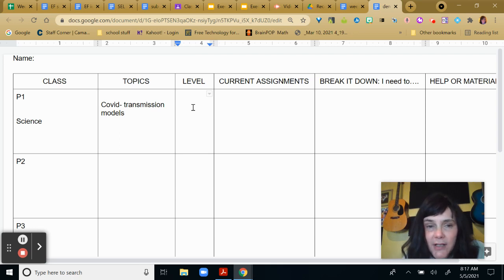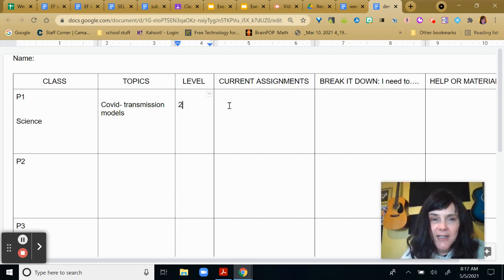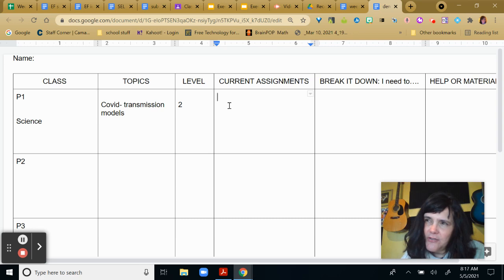Okay. So 1, nothing. Don't get it at all. 2, I'm starting to understand it a little bit. And 3, I got it. Okay. So I'm going to go ahead and put a 2 because I still have some questions and I didn't quite understand the model that they showed us yesterday in class.